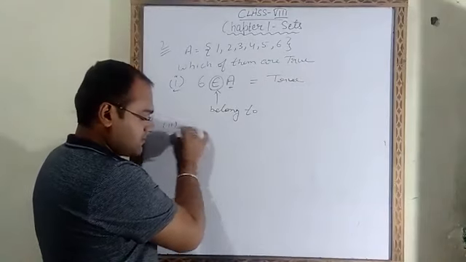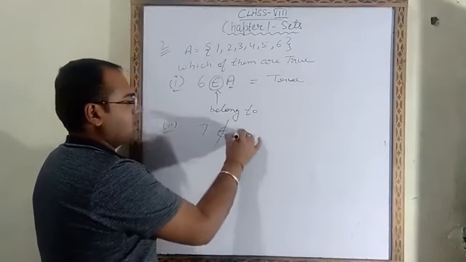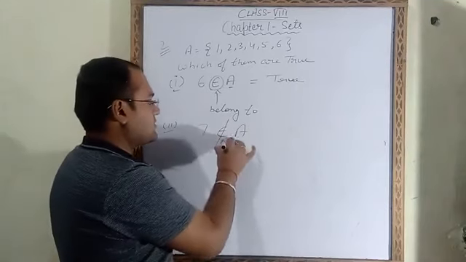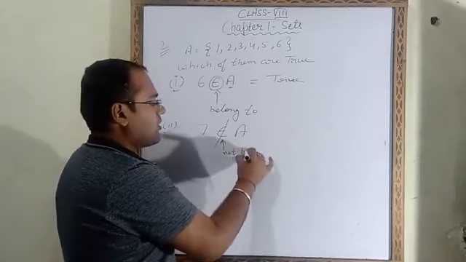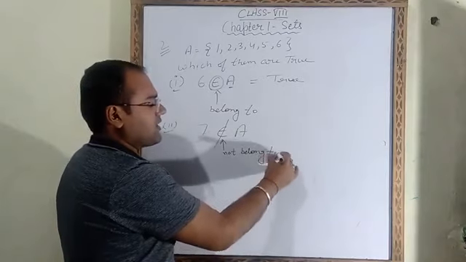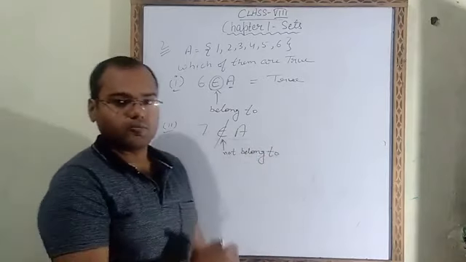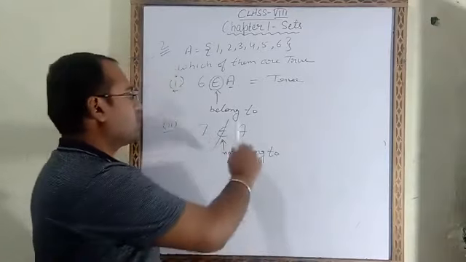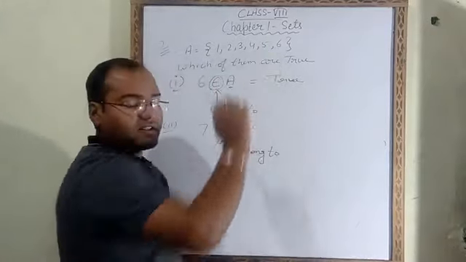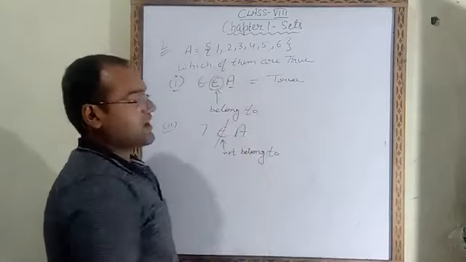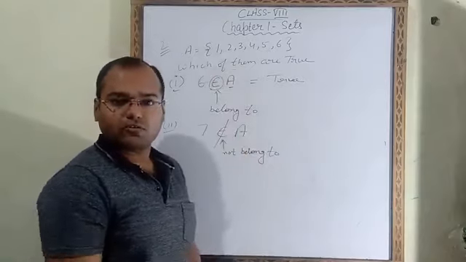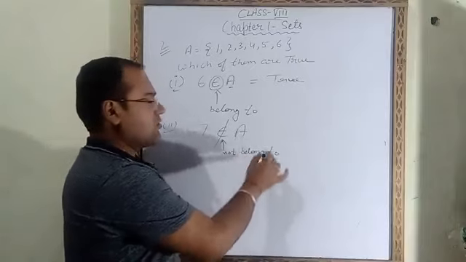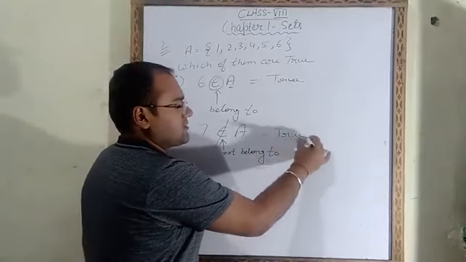Second part, 7 belong to sign is cancelled. That means we have to say this is not belong to. We will read it not belong to. So 7 not belong to A. We will check it. Is the 7 coming in this set A? 7 is not coming. That means 7 does not belong to A. This is also 7 not belong to A. That means this statement is true.